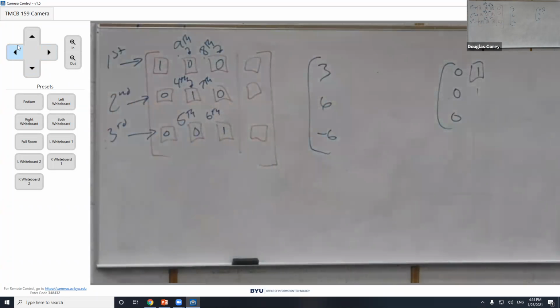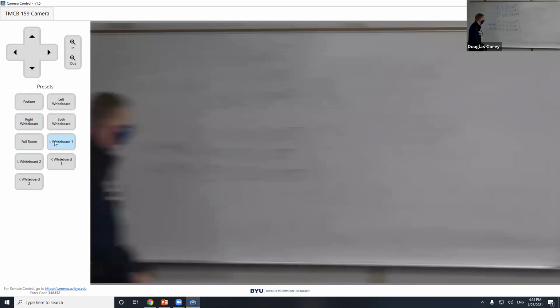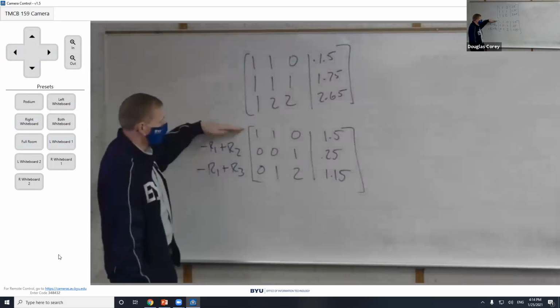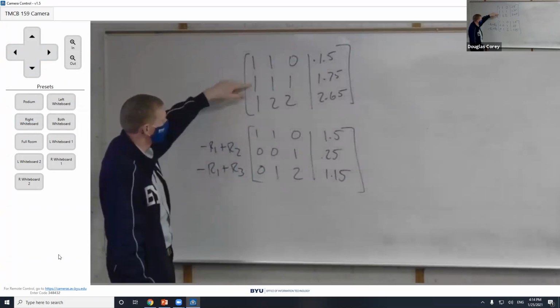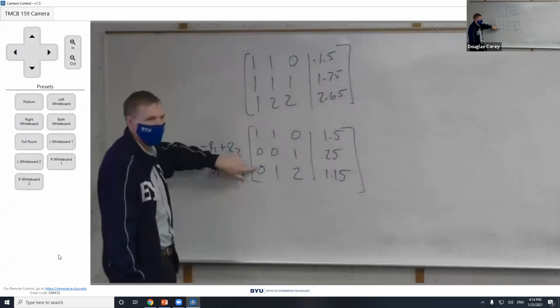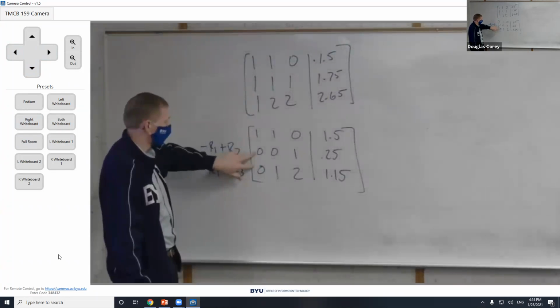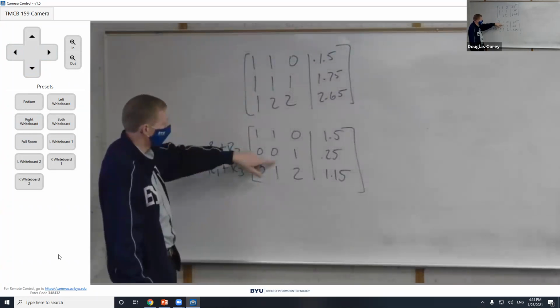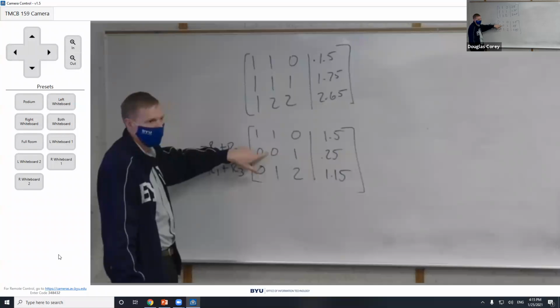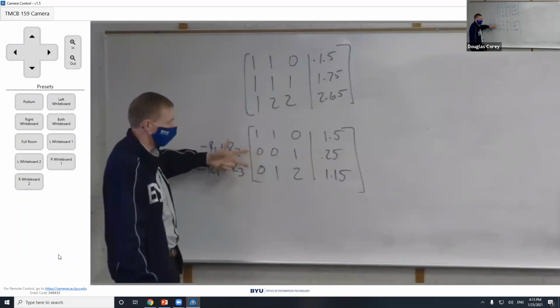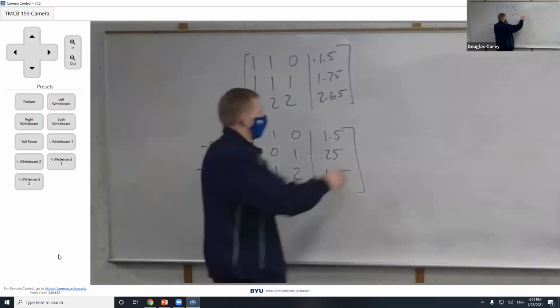So I use this 1. This was already 1. Nice. I used it to get the ones below it 0. And then I want this one to be a 1. What's the easiest way to get this to be a 1? Just swap these.